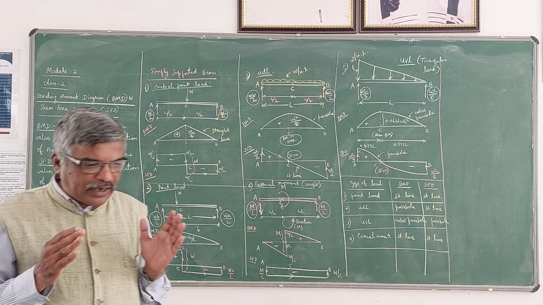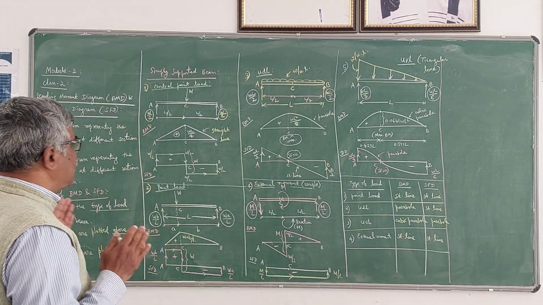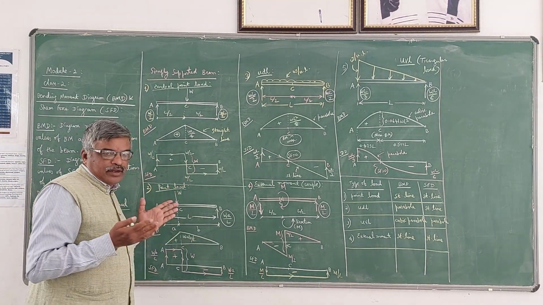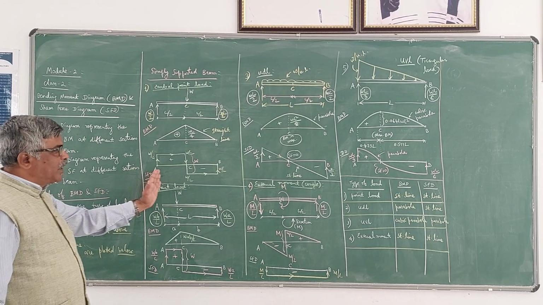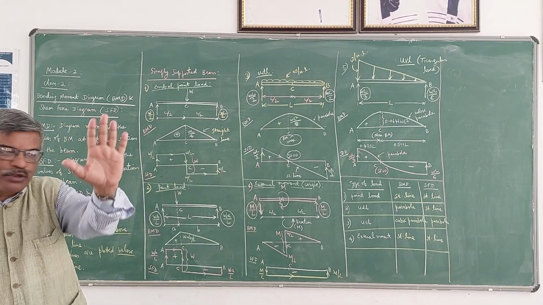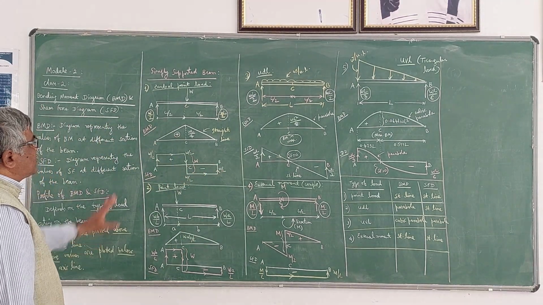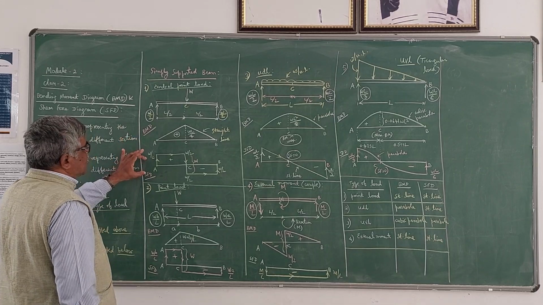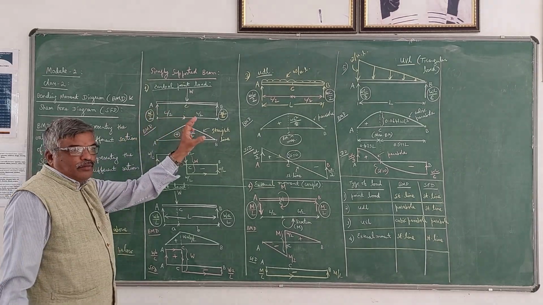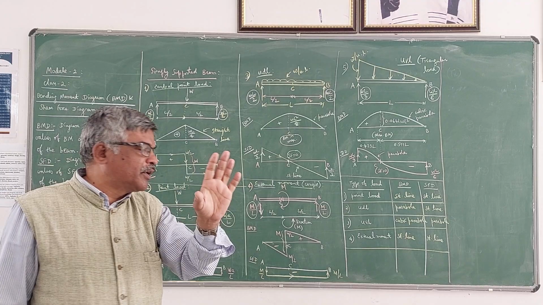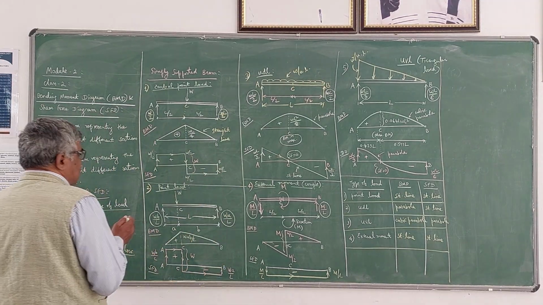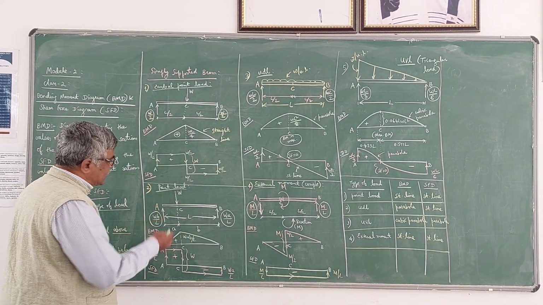So please keep it in mind that whether it is BMD or SFD, the diagram should close. It should start from the first point and it should close at the last point. That is the basic check. So this is the bending moment diagram and shear force diagram for a central concentrated load acting on a simply supported beam. Now suppose if the load is not acting at the center, it is acting somewhere else.